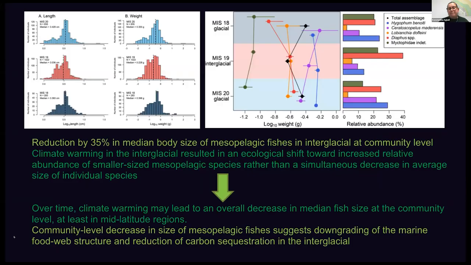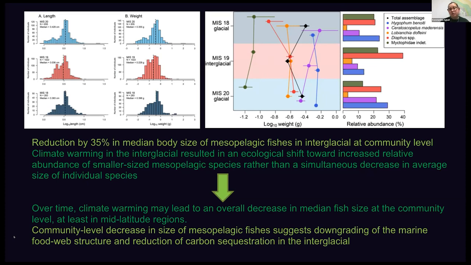And what we found is, we studied otoliths from specific glacial-interglacial intervals that we could pinpoint in the record. And then we used the otolith size as a measure of fish size and biomass. We found a reduction of approximately 35% in median body size of mesopelagic fishes during the interglacial, which was 4 degrees higher in seawater temperature.